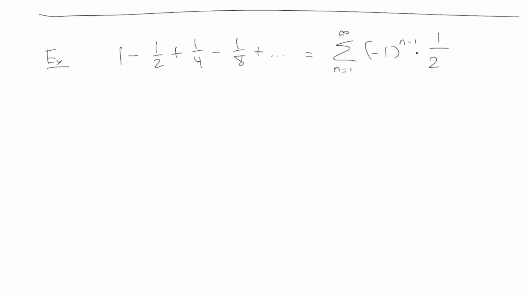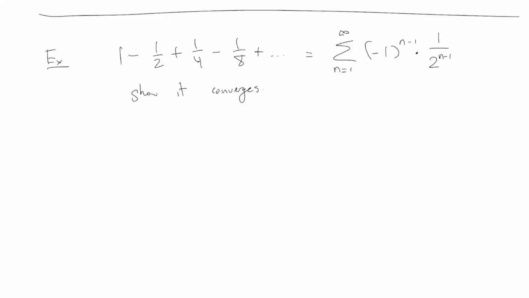This is 1 over 2 to the n minus 1. Again, this is n minus 1 here because the first one is 1 over 2 to the 0, and so you need to put n minus 1 so that those guys start with the exponent of 0. All right? Anyway, let's try to prove that this one converges. This is your job. Show that it converges.